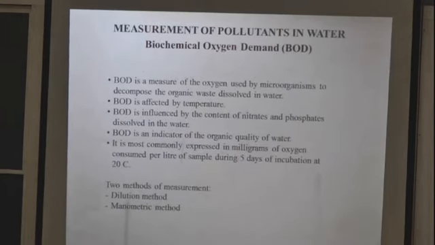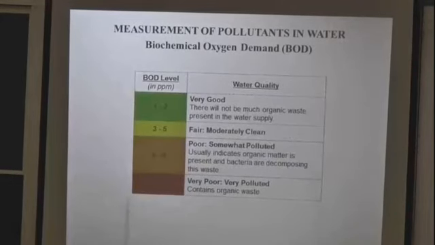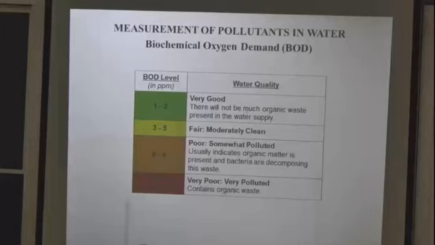Then we have biochemical oxygen demand. This is about wastewater mostly, not drinking water sources. And these are the different levels. If it is 1 ppm, 2 ppm, you can say it is good for disposal. And similarly, 3 to 5.